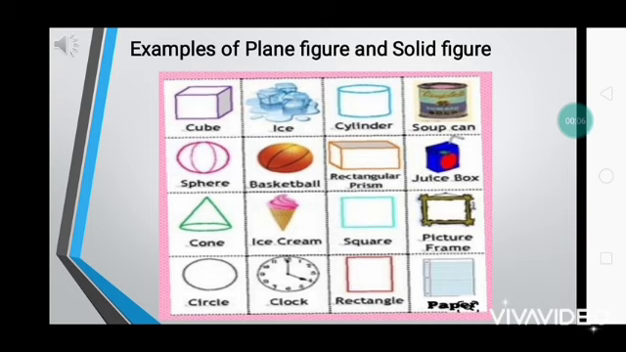So, I have here the examples of plane figures and solid figures. The example of a cube is the ice. The example of a sphere is the basketball. The example of a cone is the ice cream. The example of a circle is the clock, because the clock is shaped like a circle. And the example of a cylinder is the soap can. The example of a rectangular prism is the juice box. An example of a square is a picture frame. An example of a rectangle is paper.